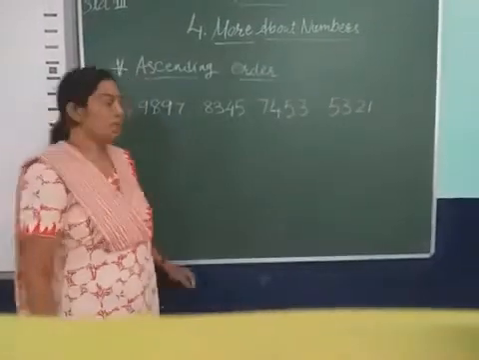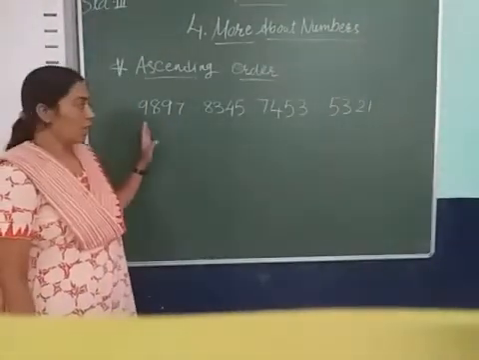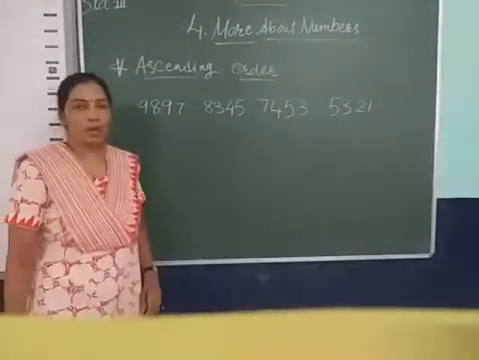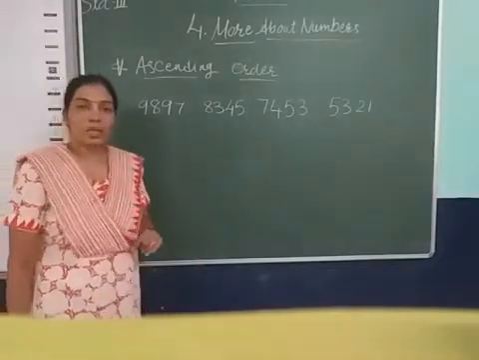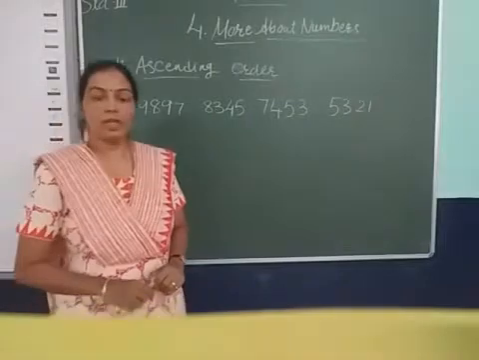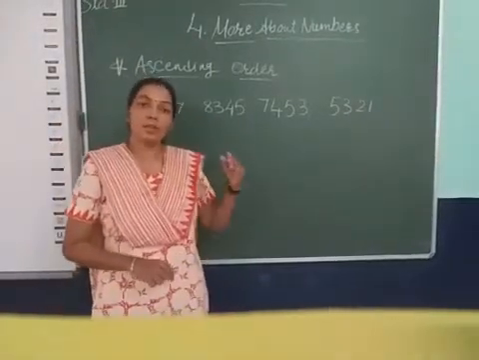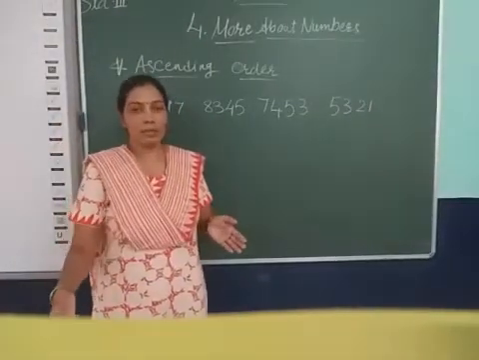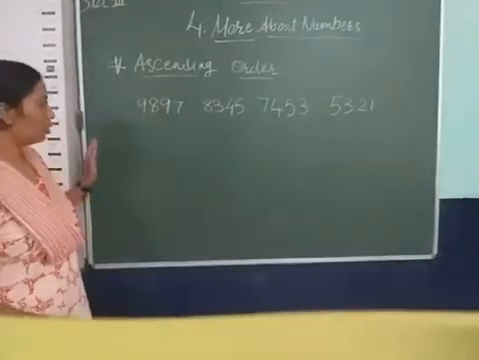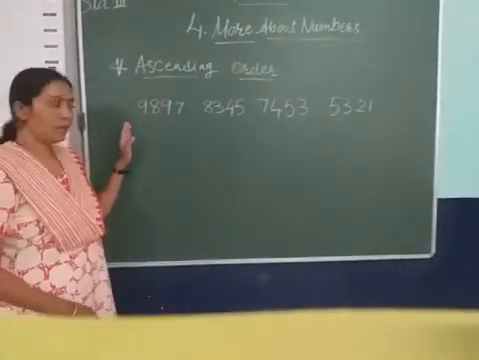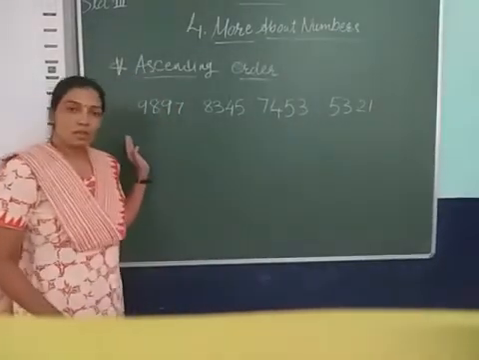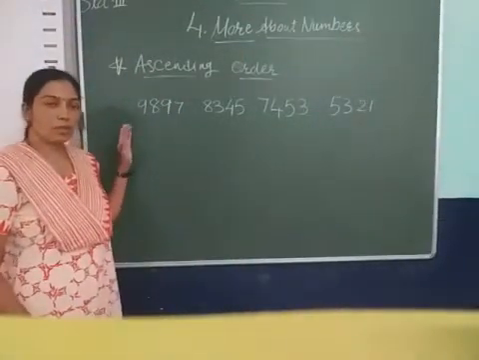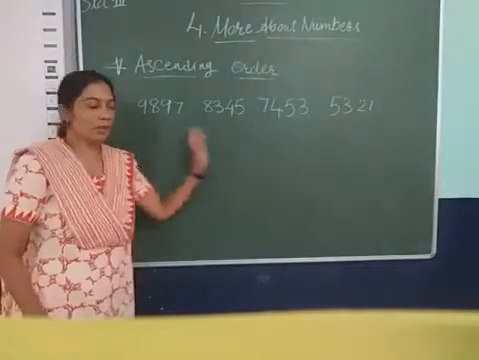Student, let me show you the ascending order. Here I write the 4 numbers. Now we have to arrange them in ascending order. Ascending order means what? Smaller to greater number. Yes. First we find out which number out of these 4 is the smallest number. So from smaller to greater we write.